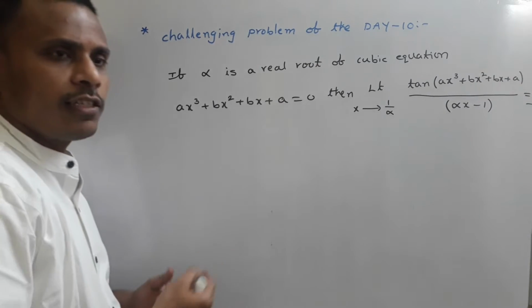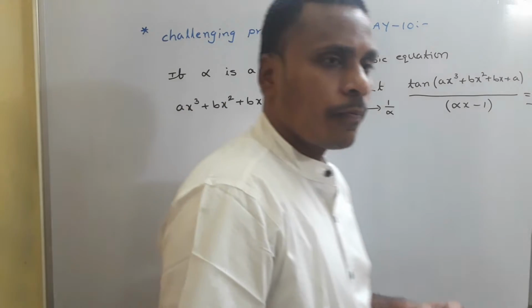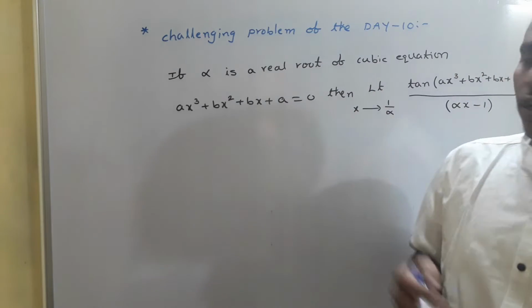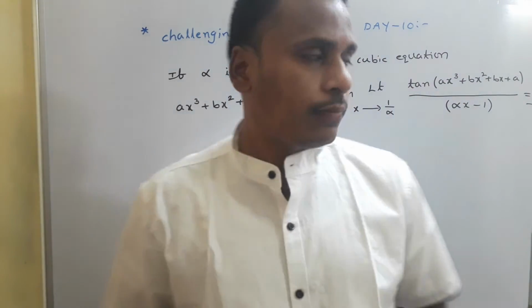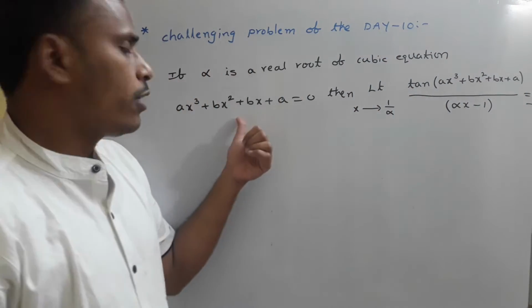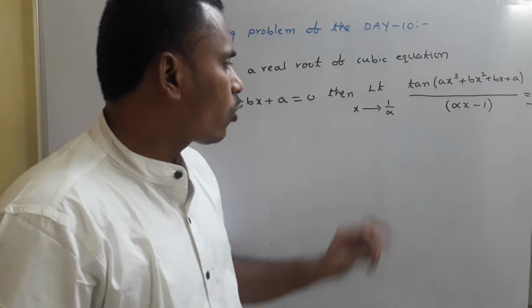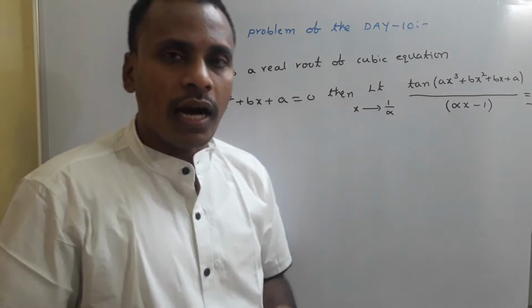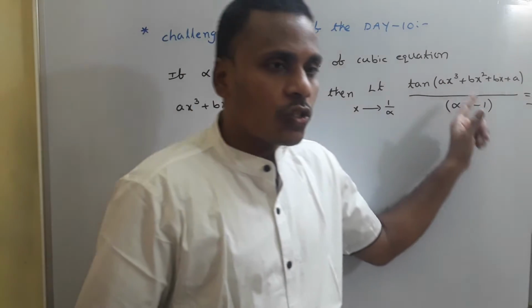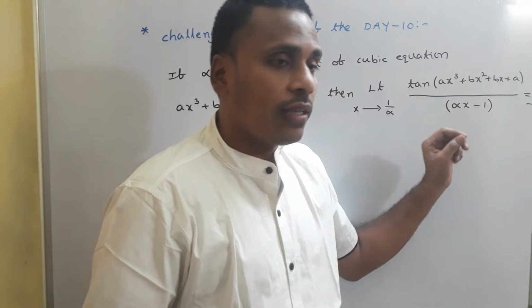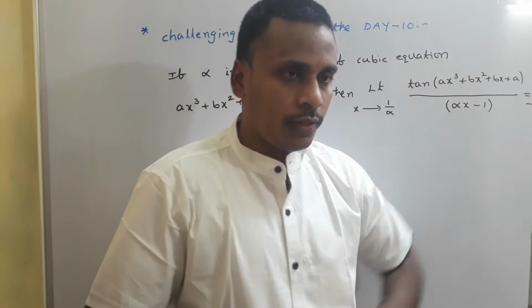So our challenging problem of today's session is this. If alpha is a real root of a cubic equation, ax cube plus bx square plus bx plus a equals 0, then we need to calculate the limit as x tends to 1 by alpha of tan of (ax cube plus bx square plus bx plus a) divided by (alpha x minus 1).